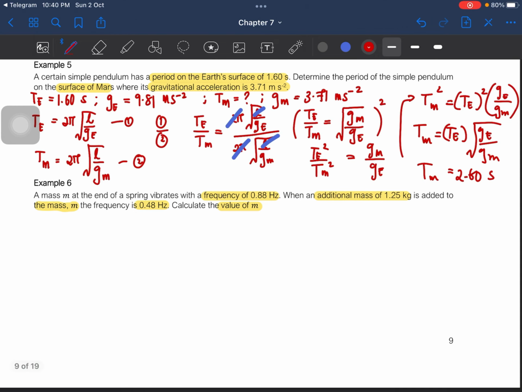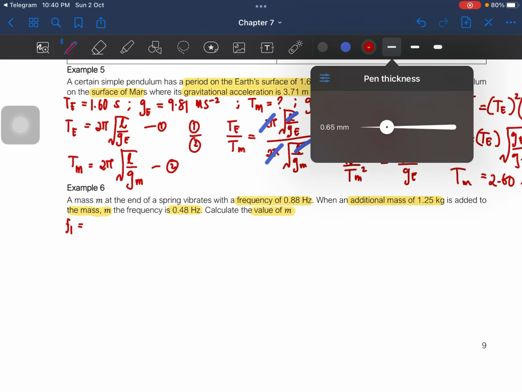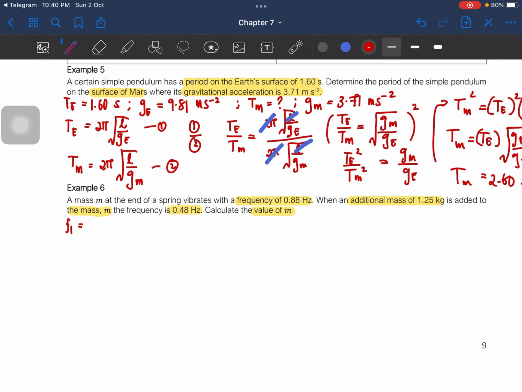Okay, so first we have the first situation where the frequency is equal to 0.88 Hz. So for here, the period is equal to 2 pi square root of M over K.